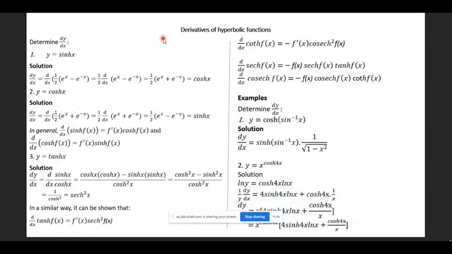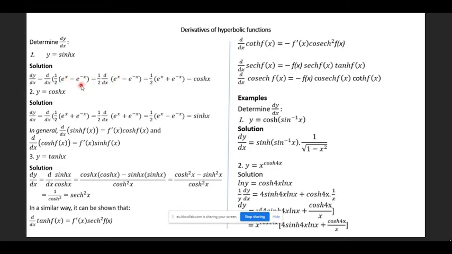Right. Now, how do we determine the derivative of the hyperbolic sine? We are simply going to look at the definition of hyperbolic sine. We know that the derivative will be the derivative of half into e to the exponent x minus e to the exponent negative x. So you can take the half out, and then the derivative of e to the exponent x is e to the exponent x.